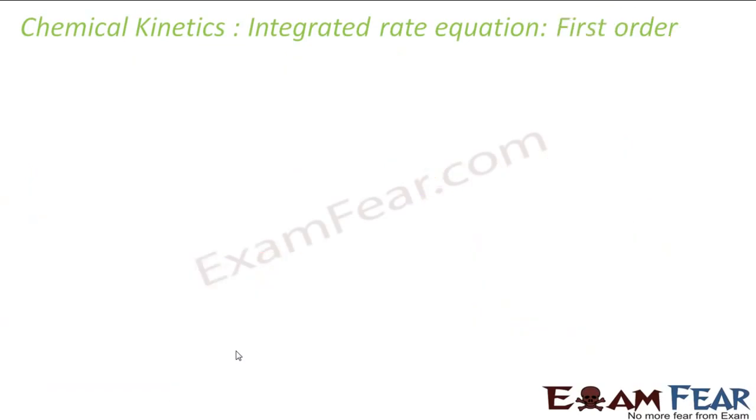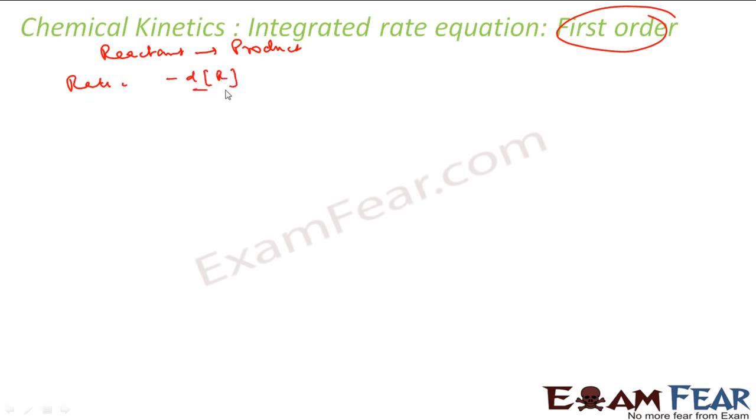Correct? Let's see for the first order reaction. So let's take the first order reaction. We have, let's suppose, some reactant forming some product, and this is a first order reaction. So I'll say the rate is minus dR by dt, and that is nothing but k into R to the power 1. With this I got dR by R is nothing but minus k dt. You integrate both sides.